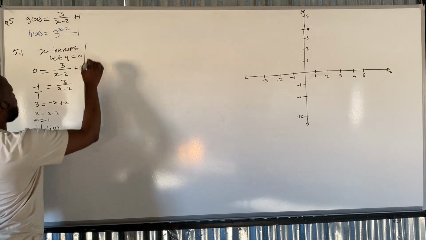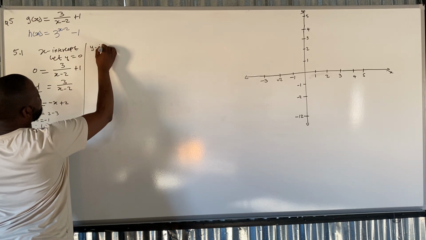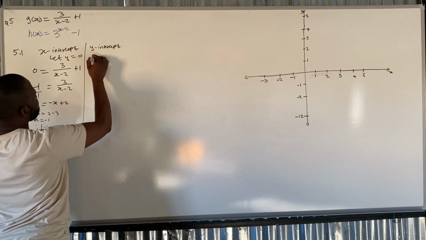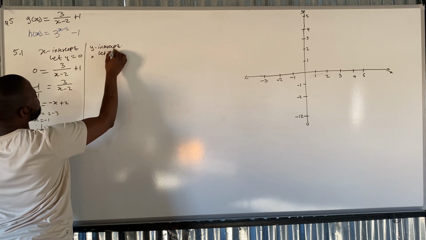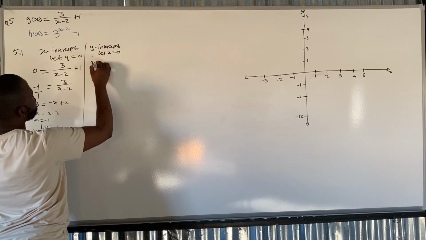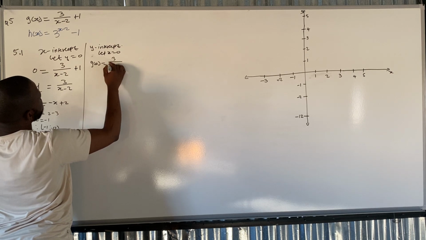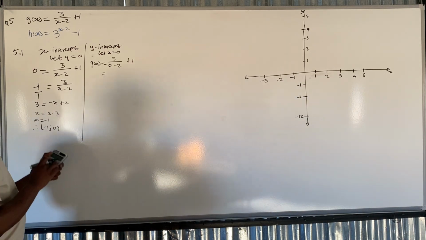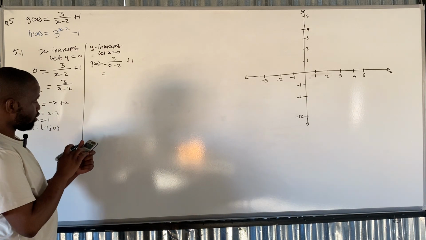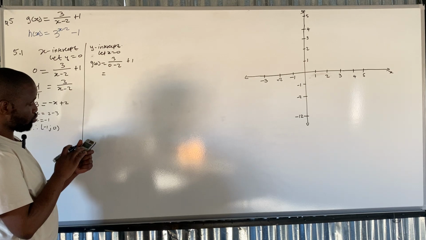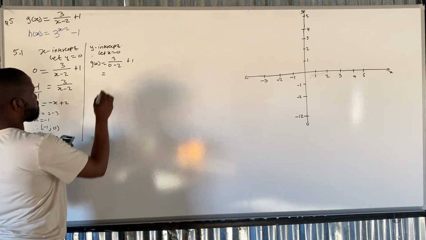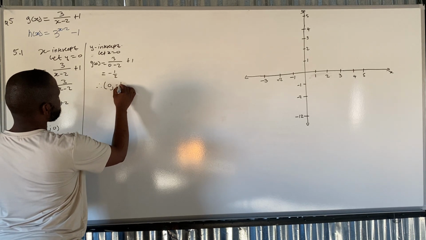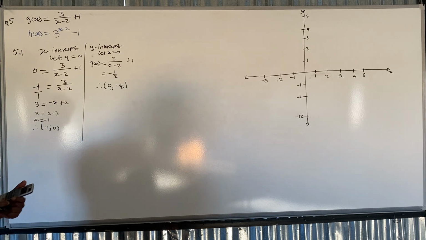Now, finding the y-intercept. So y-intercept basically letting x be 0. So it's going to be g of 0, which is 3 over 0 minus 2 plus 1, which is going to give me negative 1 over 2. So this is going to be 0 maps to negative 1 over 2. This is my y-intercept. This is my x-intercept.